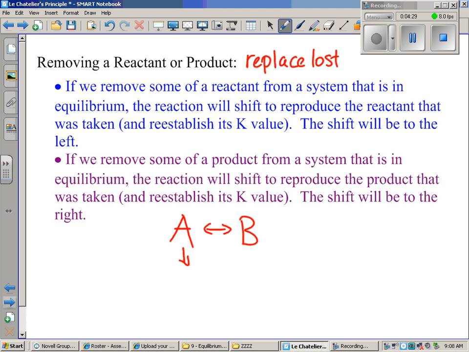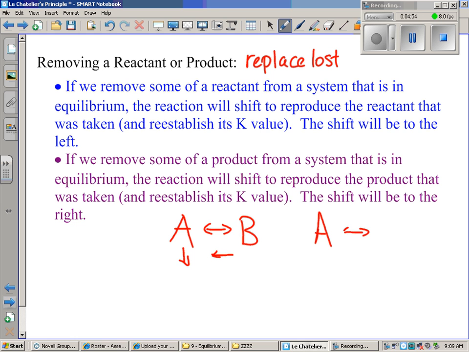So what does it need to do? It needs to make more A. So it's going to take B and make it turn into A. So if you were removing A, then you would have to get B to convert into A. In other words, shift in the reverse direction, or to the left, or make more reactant, whatever way you want to say it. The opposite is also true.